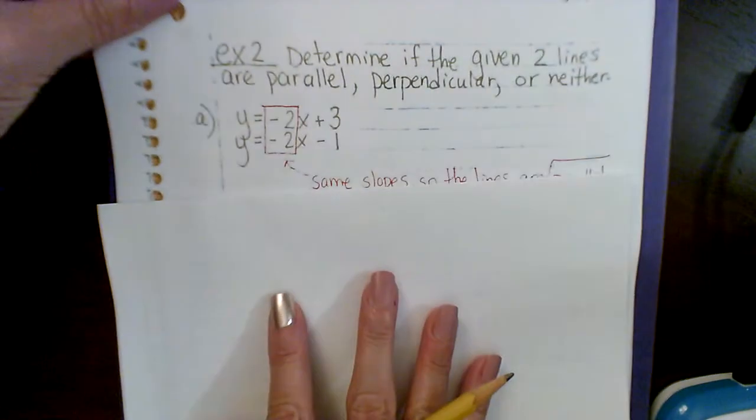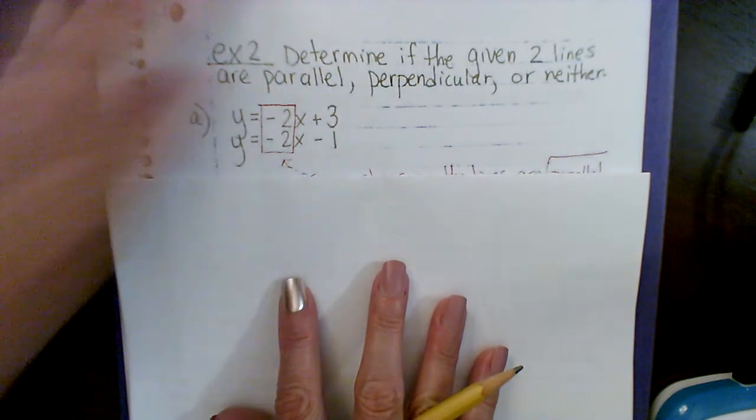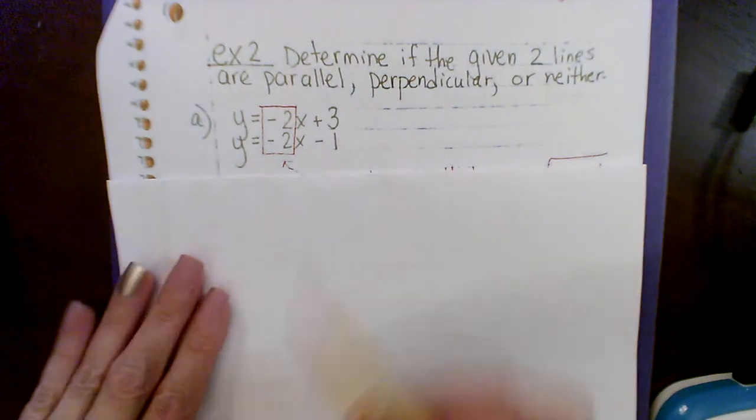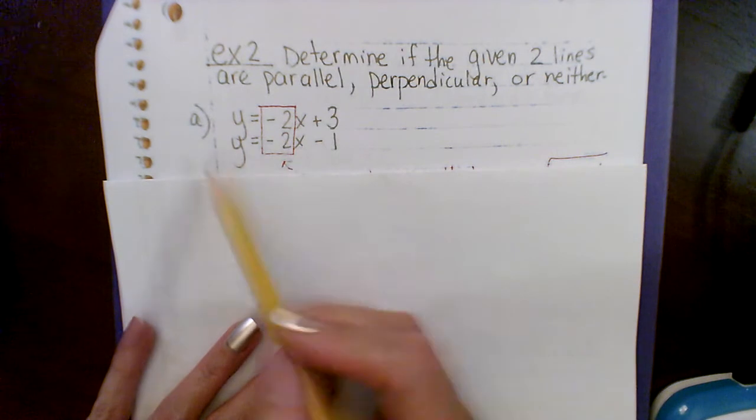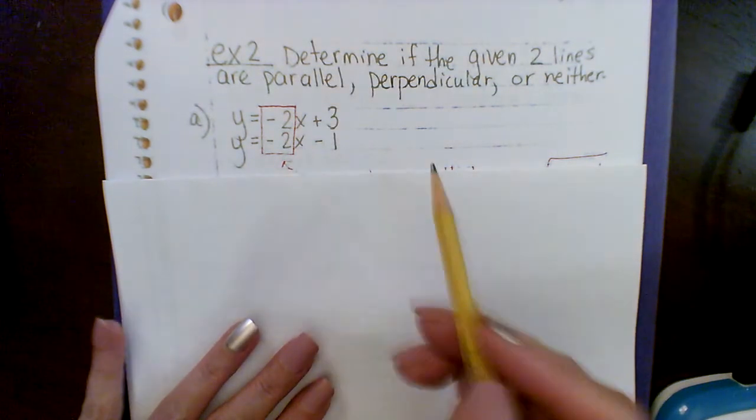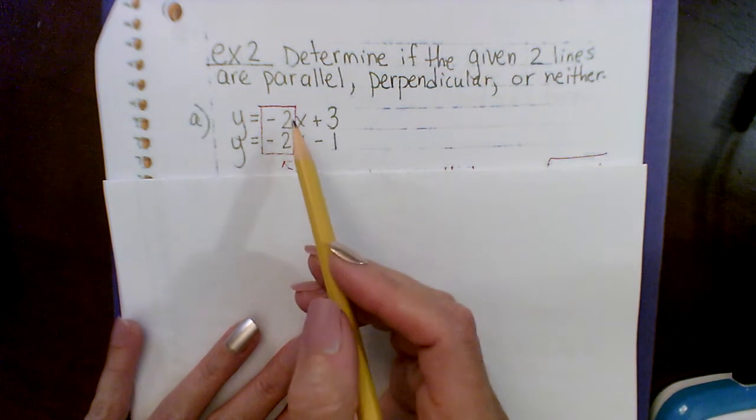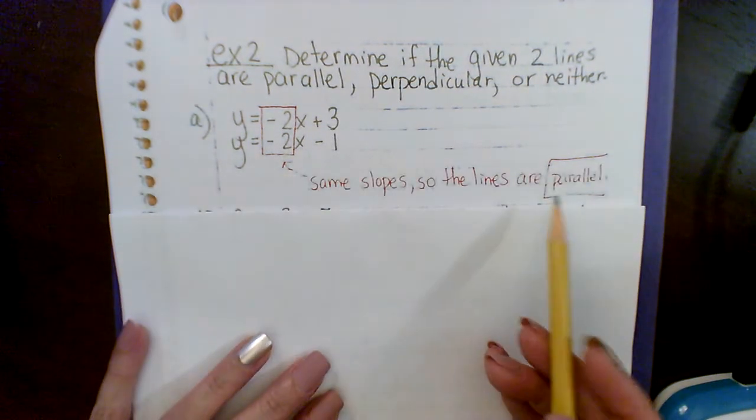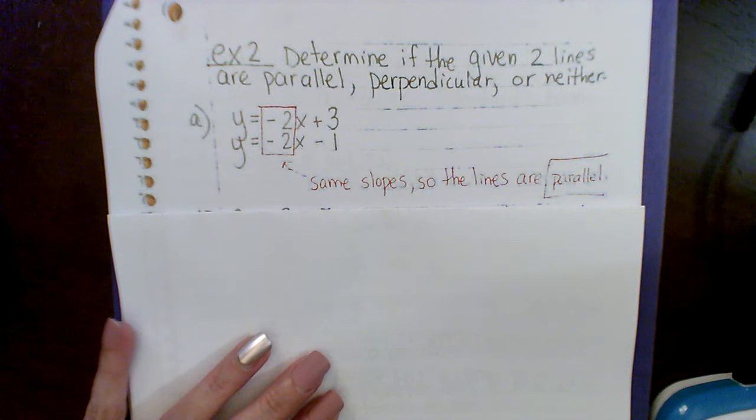Okay, so let's start off with determining if two lines are parallel, perpendicular, or neither parallel nor perpendicular. So looking at these two lines, one of them is negative 2x plus 3, the other one is negative 2x minus 1. Pretty easy to see their slopes, right? Because it's in y equals mx plus b form. So you could easily see that the slopes are both negative 2. So these lines are parallel.